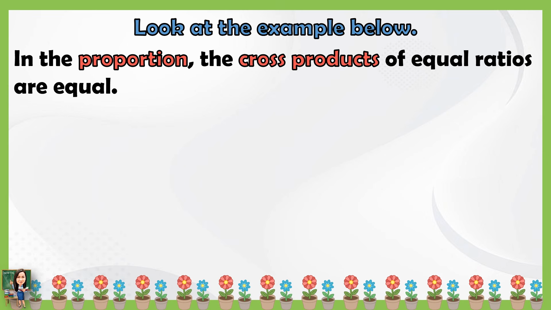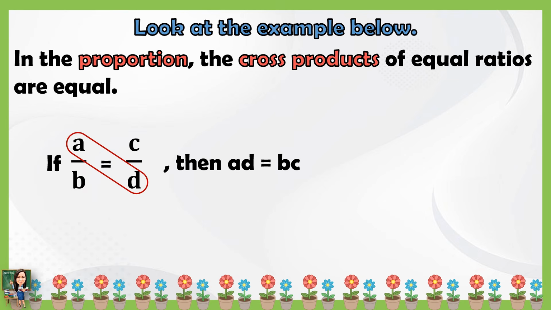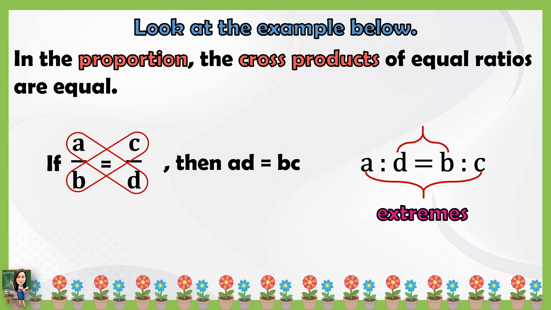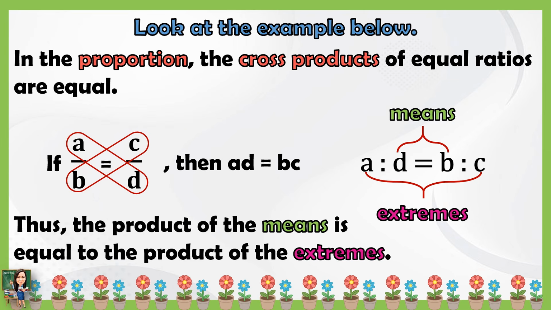In a proportion, the cross products of equal ratios are equal. If A is to B equals C is to D, then A times D equals B times C. In fraction form, it is A over B equals C over D. The first and last terms, A and D, are called extremes, and the second and third terms, B and C, are called means. Thus, the product of the means is equal to the product of the extremes.